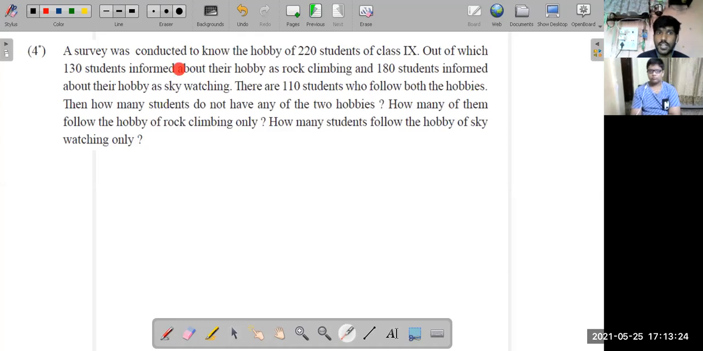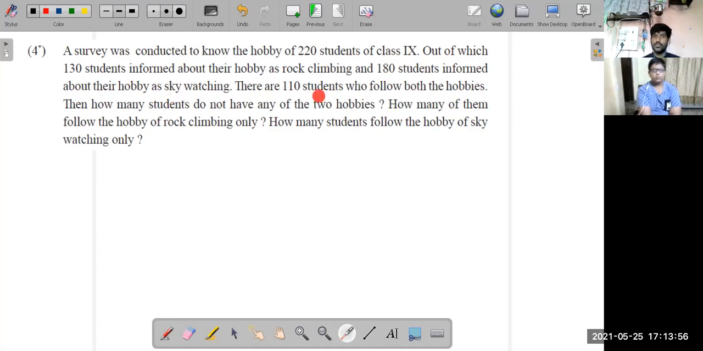A survey was conducted to know the hobby of 220 students of class 9th. Okay, so the first statement is, some survey was conducted to know the hobby of 220 students of standard 9th, out of which 130 students informed about their hobby as rock climbing. 180 students informed about their hobby as sky watching.